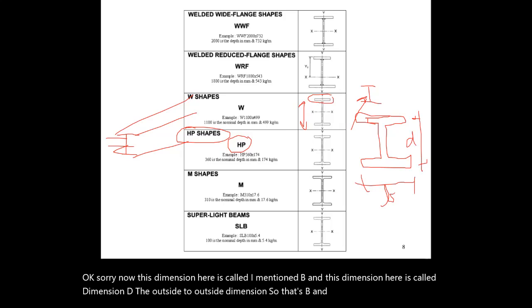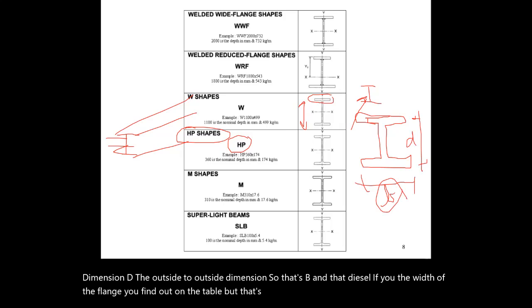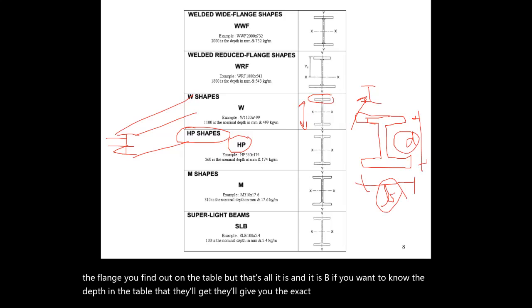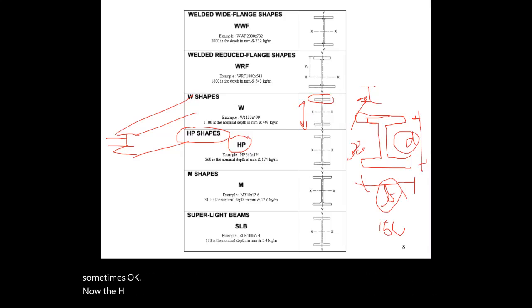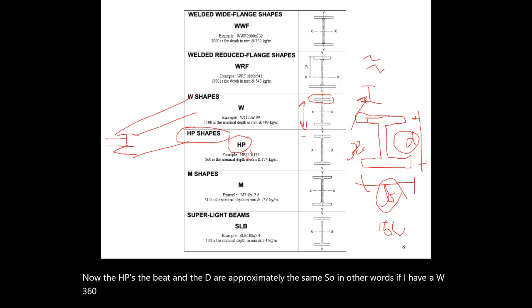If you want to know the width of the flange, you find that on the table, and it's always designated as B. If you want to know the depth, the table will give you the exact depth D. For example, this can be 156 millimeters, and this can be 200 or 309 millimeters sometimes. Now for the HPs, the B and the D are approximately the same. So if I have a W360, that means this measures 360, and most likely the width of this flange measures 360.